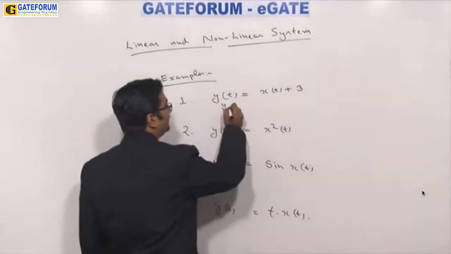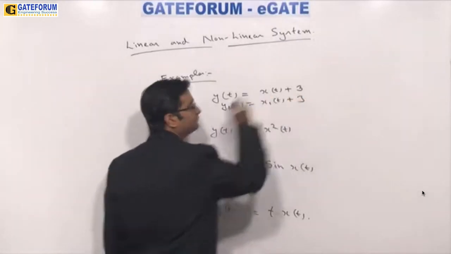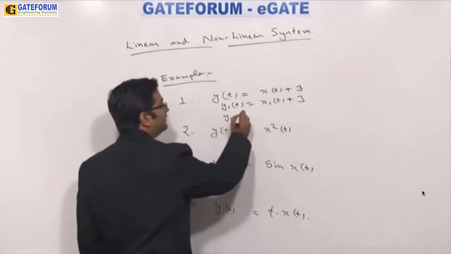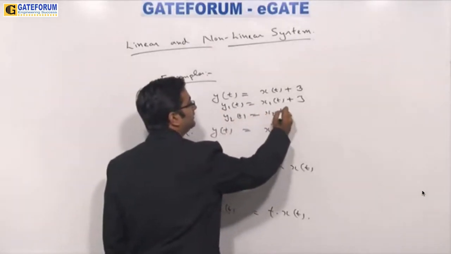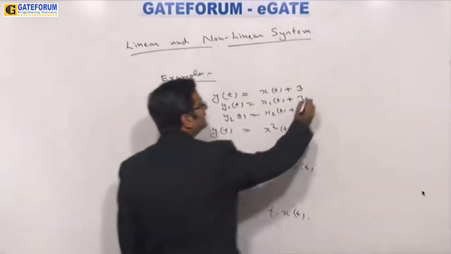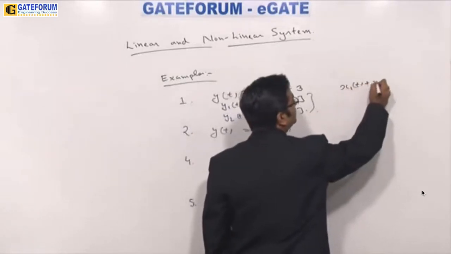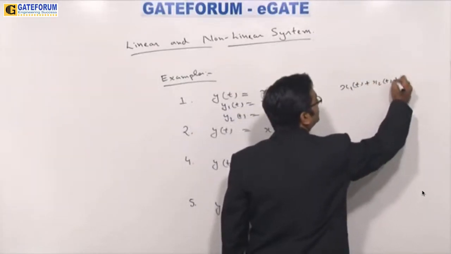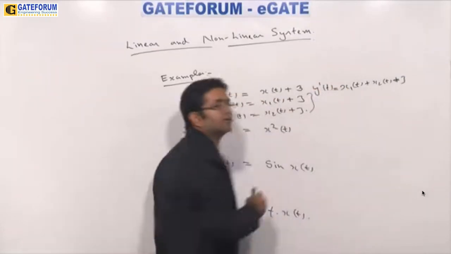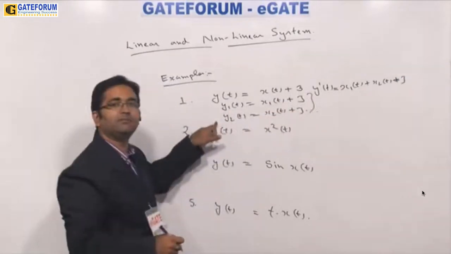So let me write here y1(t) is equal to x1(t) plus 3, right? If x1(t) is the input, y1(t) is the output. y2(t) is nothing but x2(t) plus 3. Right? Now you apply x1(t) plus x2(t) simultaneously: x1(t) plus x2(t) plus 3. This equals y dash of t. Now this y dash of t must be equal to y1(t) plus y2(t).